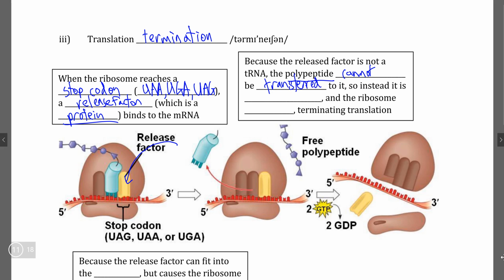So instead, after it breaks off the polypeptide chain, it just lets the polypeptide chain go into the cytoplasm of the cell, and then the ribosome inactivates and falls apart, thereby ending the entire process of translation.